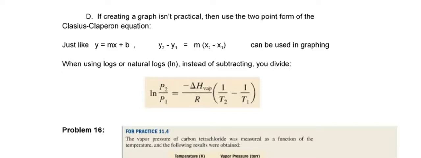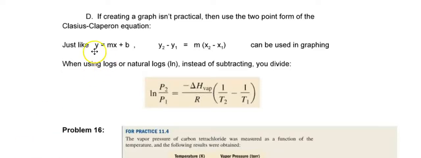So what if you don't have the Vernier software and you are not old-fashioned like I am, where I had to make all my graphs by hand, and you say, well, how are we going to solve this if the software didn't give me the slope? Well, there is a way, never fear. If creating a graph is impractical, then use the two-point form of the Clapeyron equation.